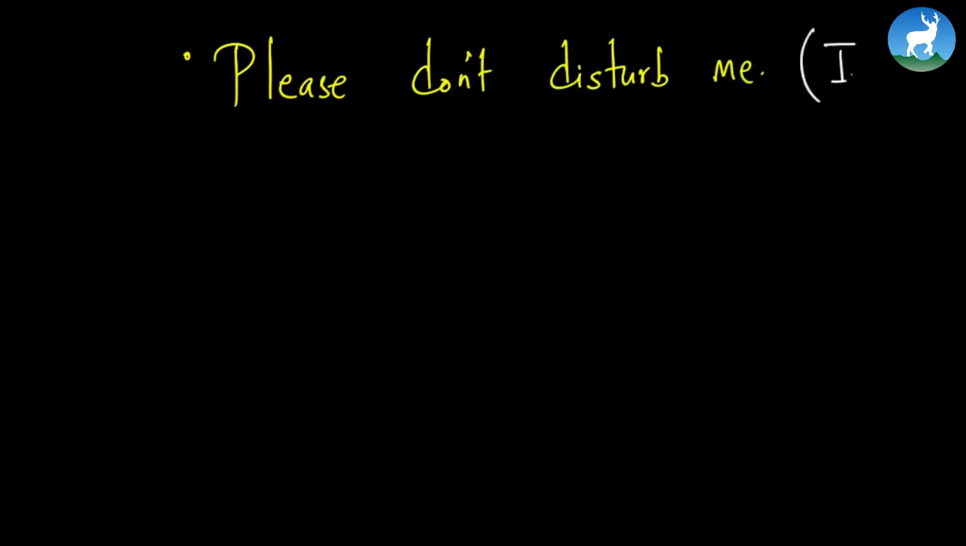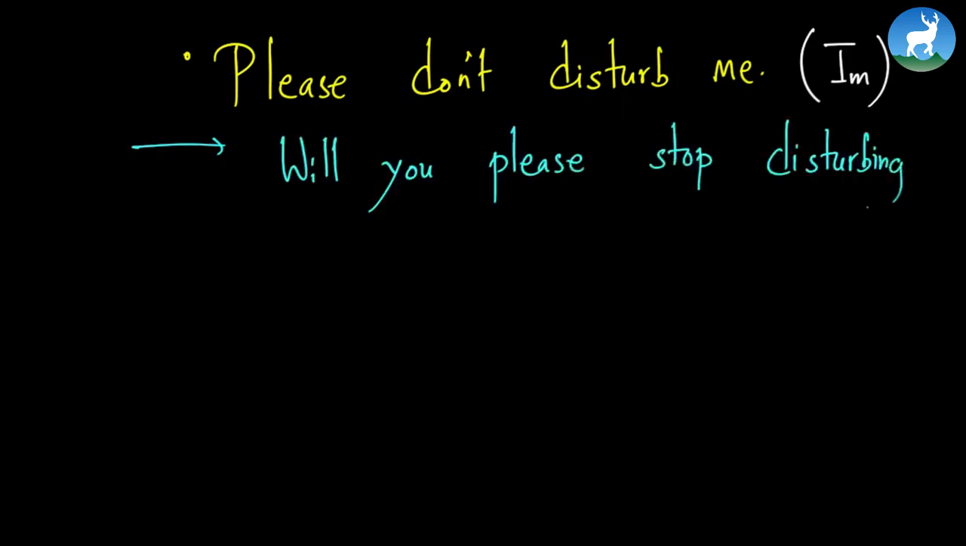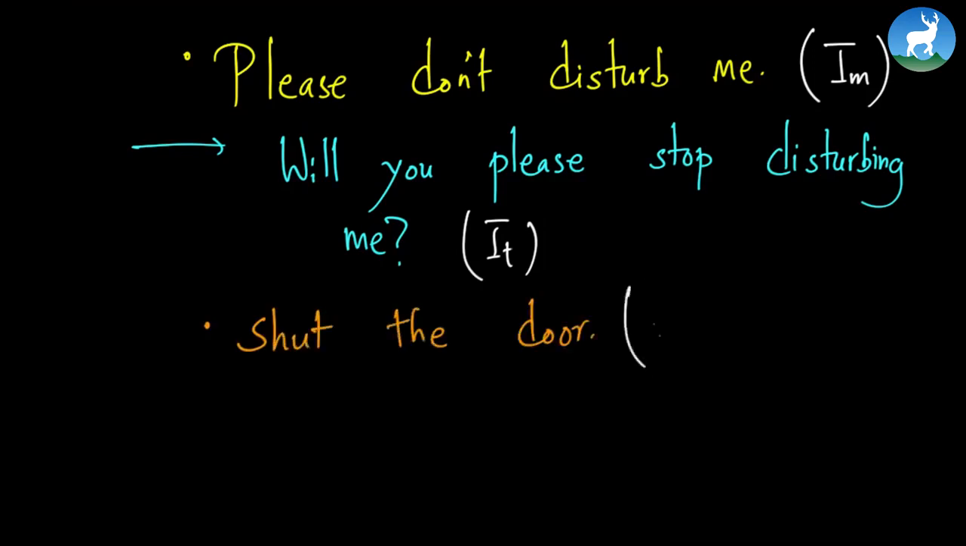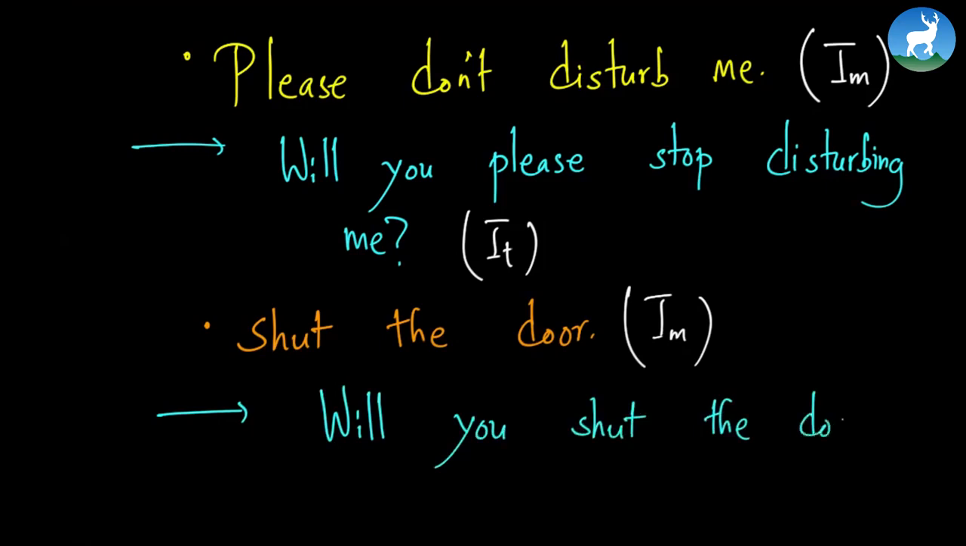Let me give you more examples. Please don't disturb me. What kind of sentence is this? Obviously, it is an imperative sentence. How can you change this into an interrogative one? You will write, will you please stop disturbing me? Now this is an interrogative sentence. Right? One more example: shut the door. This is an imperative sentence. How can you change this into interrogative? You will write, will you shut the door? So this is an interrogative sentence.